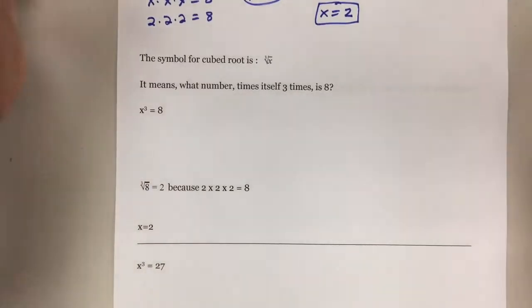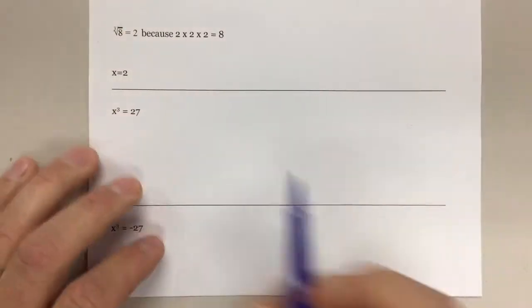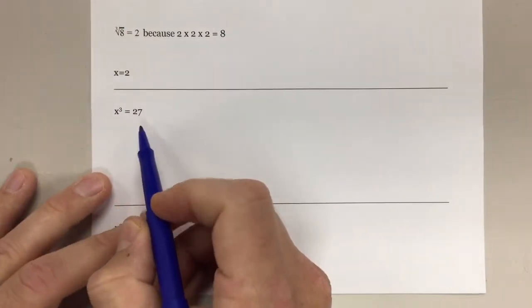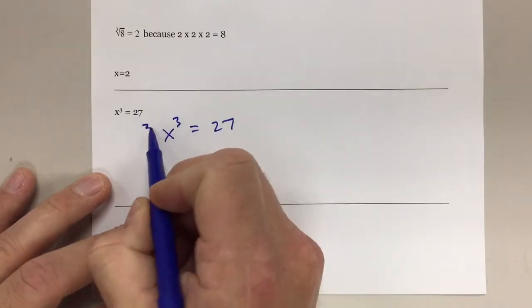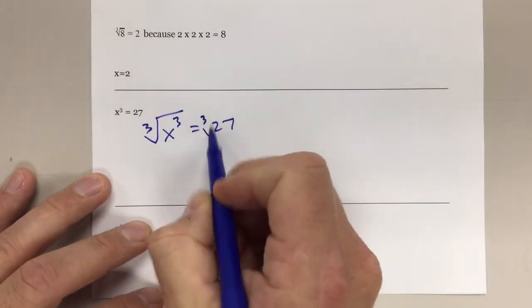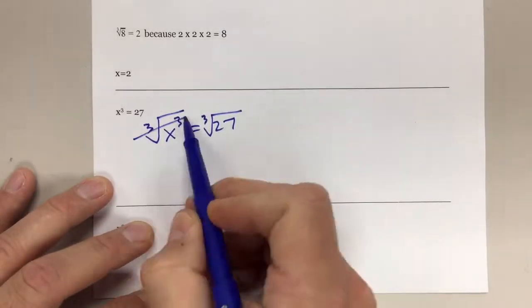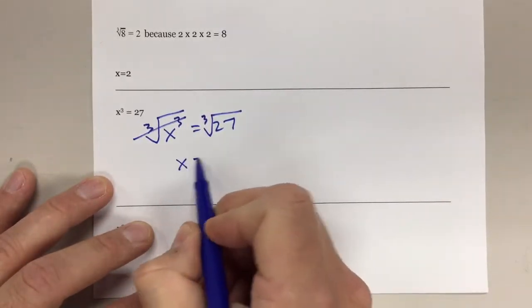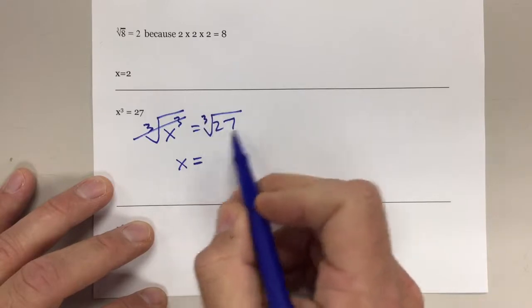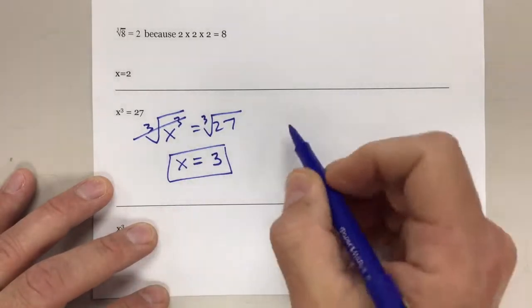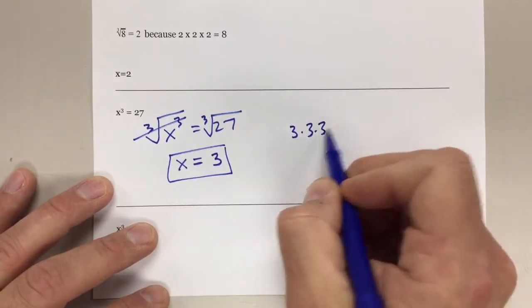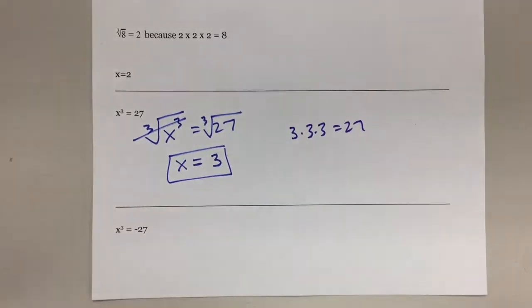Now, if we move down the page to our next example, x cubed equals 27. So obviously our first move is going to be to take the cubed root of both sides of the equation. Cubed root cancels out the cubed, and when you do this on your calculator, the cubed root of 27 is 3. And that's because 3 times 3 times 3 equals 27.